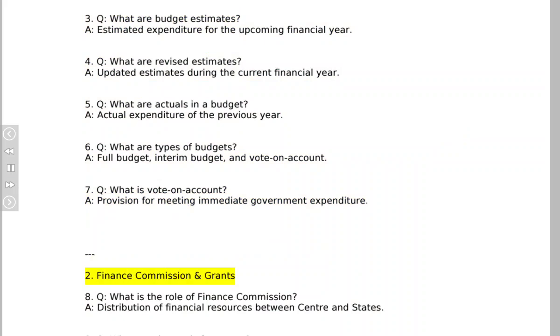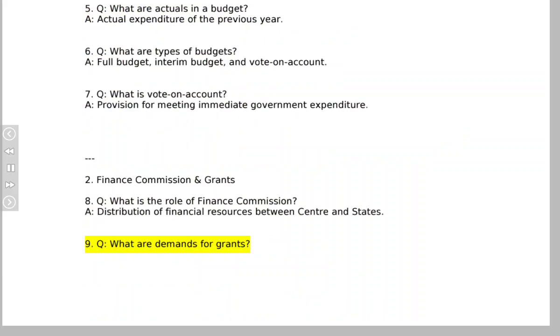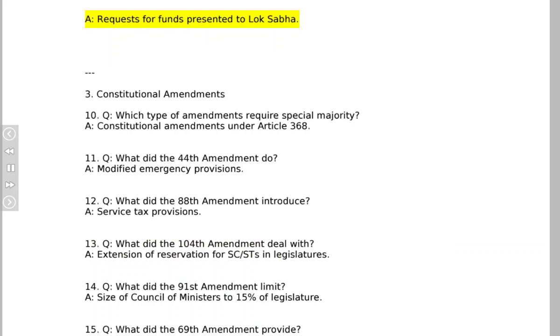2. Finance Commission and grants. 8. Q. What is the role of Finance Commission? A. Distribution of financial resources between center and states. 9. Q. What are demands for grants? A. Requests for funds presented to Lok Sabha. 3. Constitutional amendments. 10. Q. Which type of amendments require special majority? A. Constitutional amendments under Article 368.